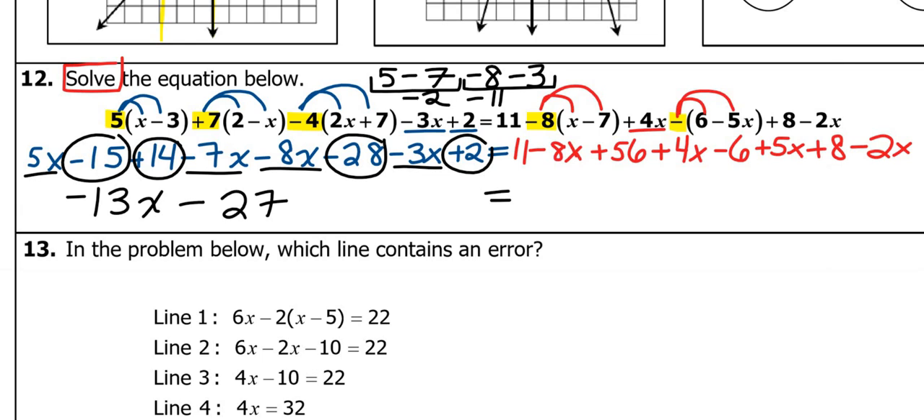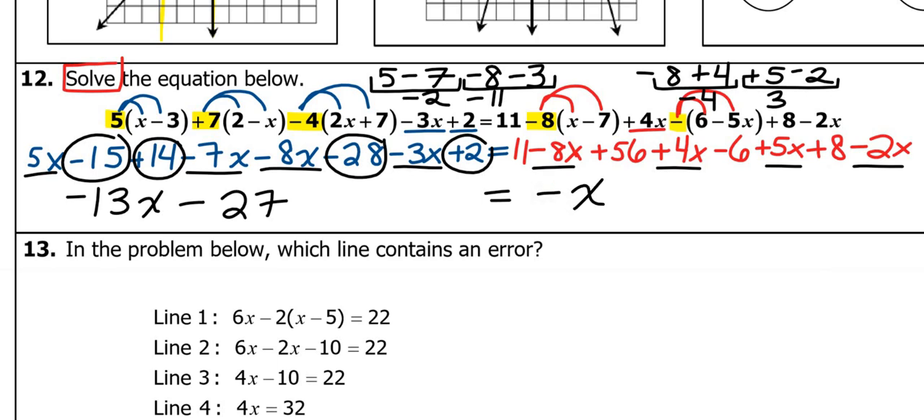So on the right-hand side, starting with the x's, negative 8x plus 4x plus 5x minus 2x. So negative 8 plus 4 plus 5 minus 2. Negative 8 plus 4 gives me negative 4. Positive 5 minus 2 is positive 3. Negative 4 plus 3 is a minus 1. So I'm just going to write minus x. I don't have to write the 1 in front.